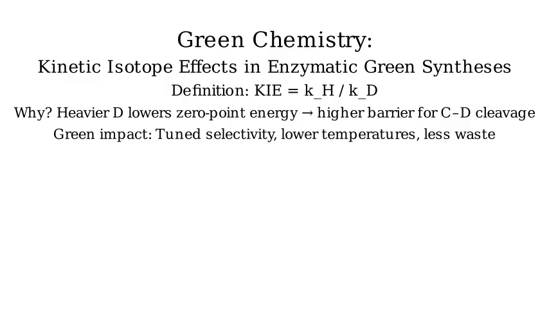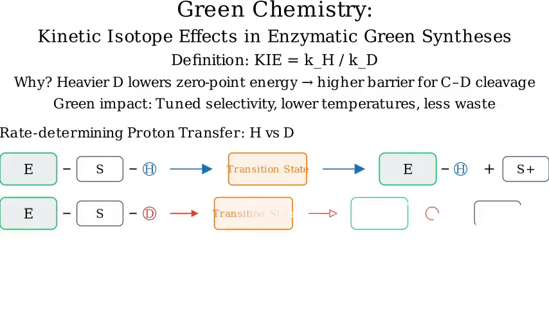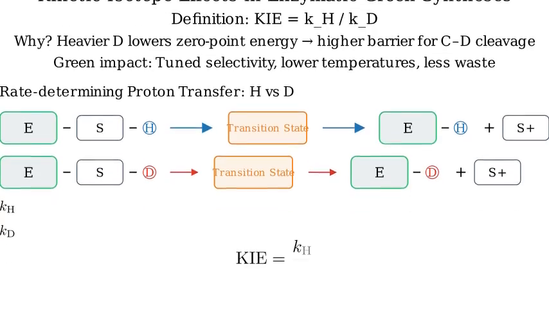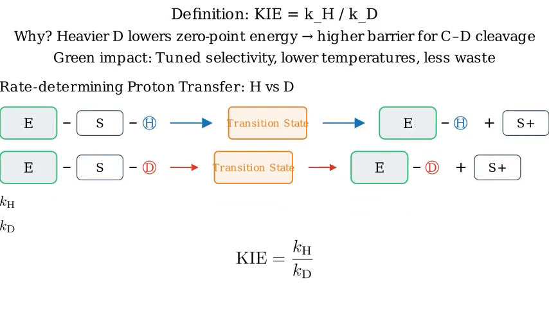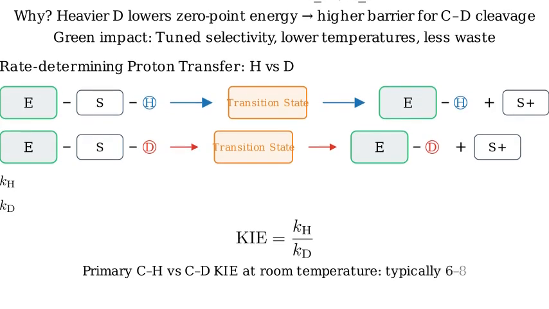Now, the chemical picture. Consider an enzymatic proton transfer as the rate-determining step. For the hydrogen path, we denote the rate constant as k_H, and for the deuterium path as k_D. Typically, k_H is greater than k_D. The kinetic isotope effect is the ratio k_H over k_D.